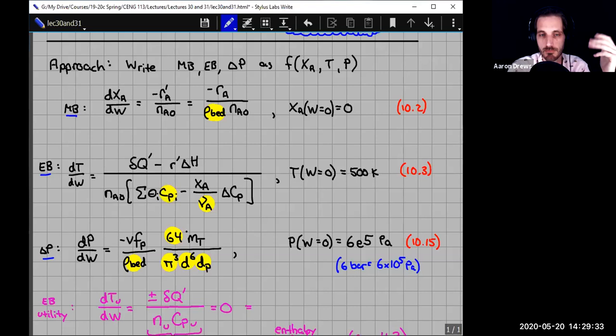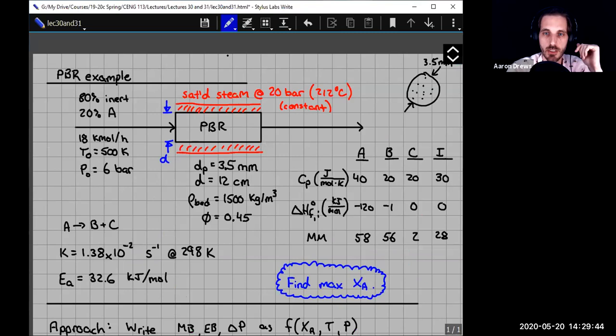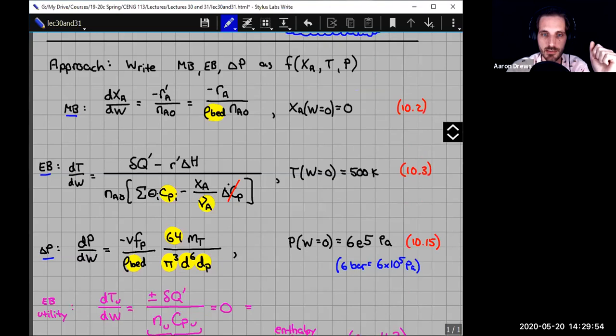We did already calculate in our head that delta CP is equal to zero. The reason is just the way that B and C happen to have the same heat capacity. If you sum these two up, they happen to be the same as the heat capacity of A, and so our heat capacity change is equal to zero. That'll at least simplify that side. But everything else here we're going to have to calculate.